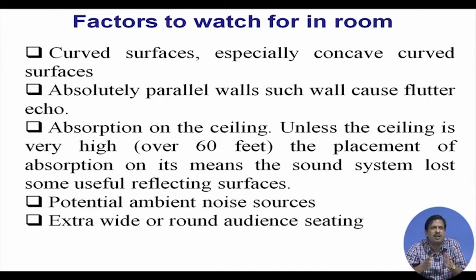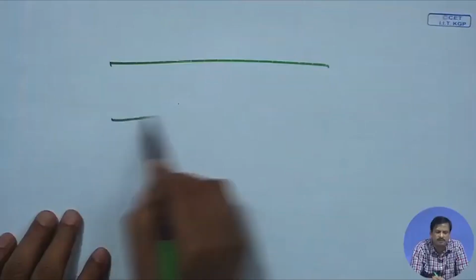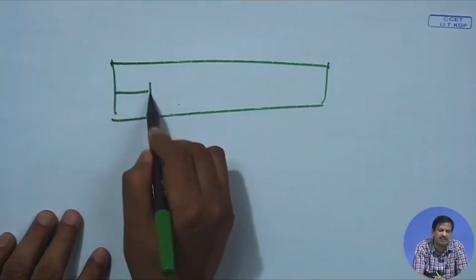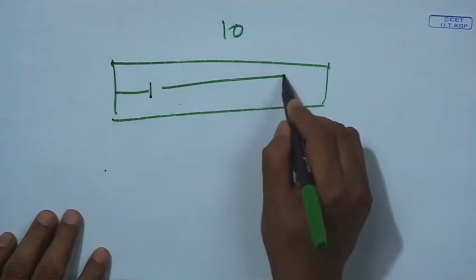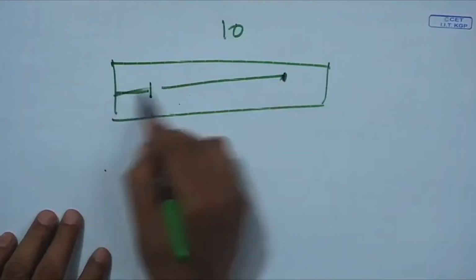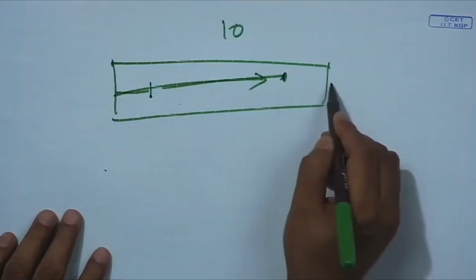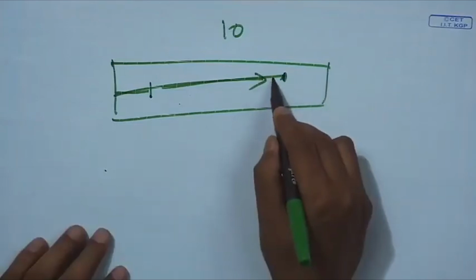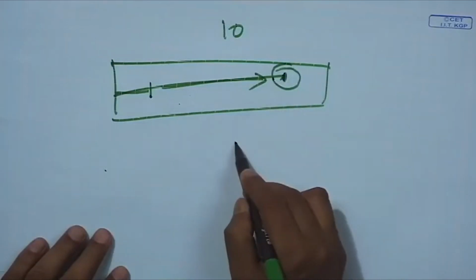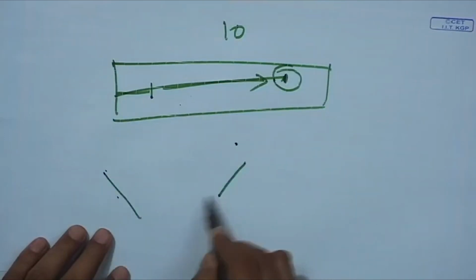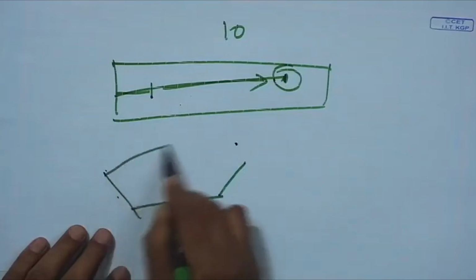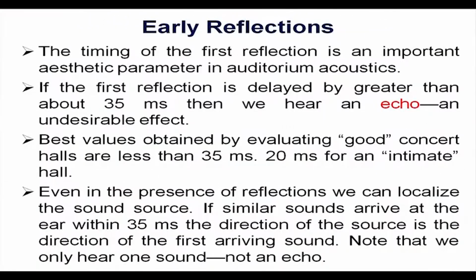So, if I make a hall like this, and the critical distance is this, it may be 10 times the critical distance, which means a person sitting here has no direct sound intensity. He feels only the reverberation sound. So, intelligibility is lost. So, if you make an extra wide seating arrangement, extra wide 120 degree, you know that seating arrangement, then this can be avoided. Okay. Next, early reflection.